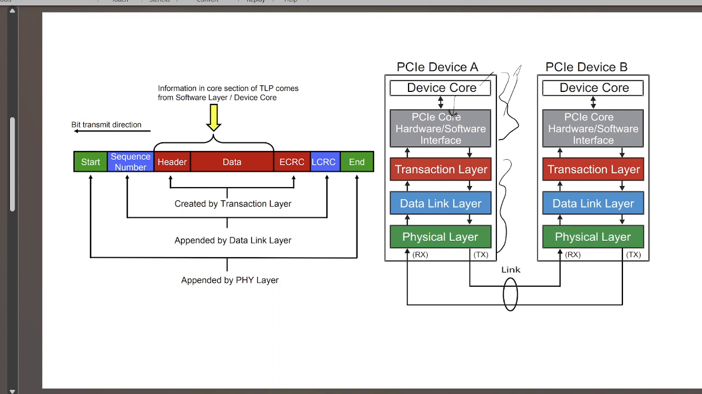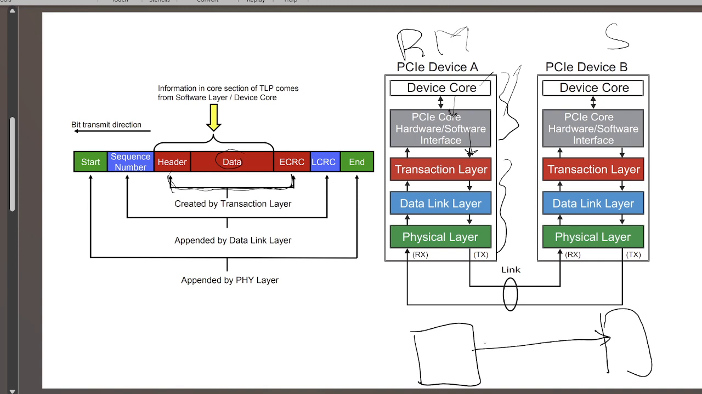In the transaction layer, whatever data you get from the top levels, this is the data you will get. From here, the header and ECRC are added in the transaction layer. Let's assume as of now this is the master side and this is the slave side. You have a master and a slave connected with PCI. So here you have the layers: transaction layer, data link layer, physical layer.